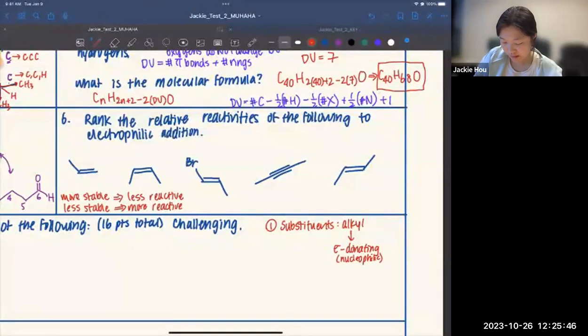right? And hence more reactive, versus something like a halogen, which is going to be electron withdrawing, and it's going to act more as pulling electrons from the pi bond of our alkene. It's going to make it more electrophilic and hence less reactive.